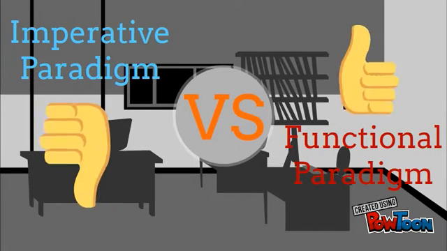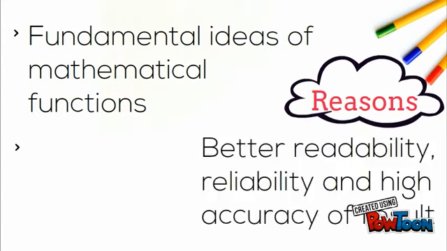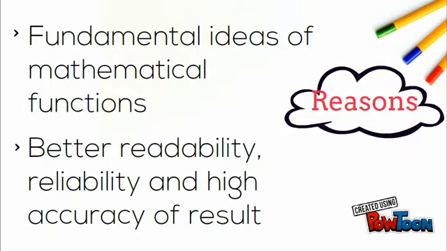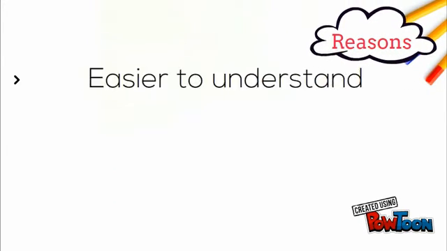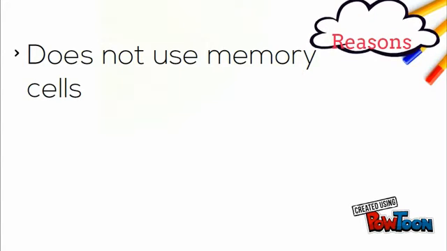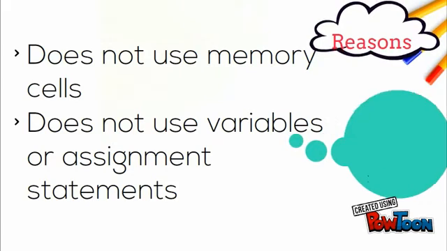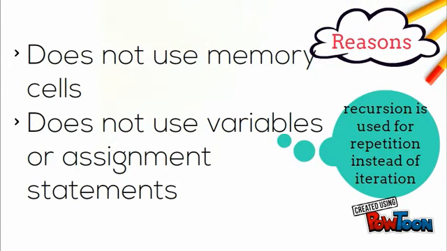Why do we choose the functional paradigm? The first reason is that the functional paradigm is based on fundamental ideas of mathematical functions. The second reason is that the functional paradigm provides better readability, reliability and high accuracy of results compared to the imperative paradigm. The third reason is that it is easier to understand and the meanings of expressions are independent of their context. The last reason, the functional paradigm does not use memory cells because it does not use variables or assignment statements. Hence, recursion is used for repetition instead of iteration.